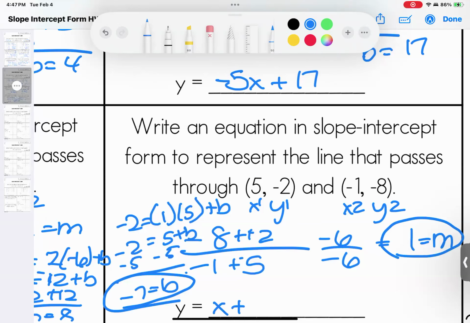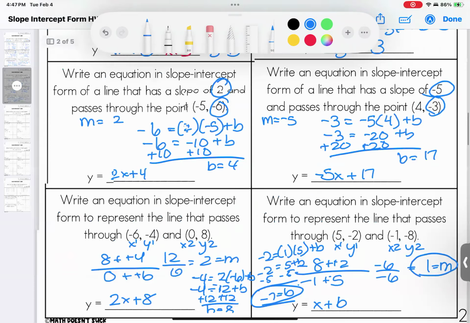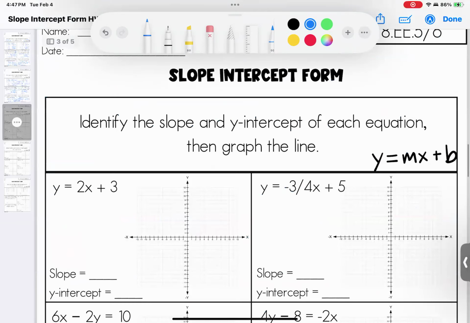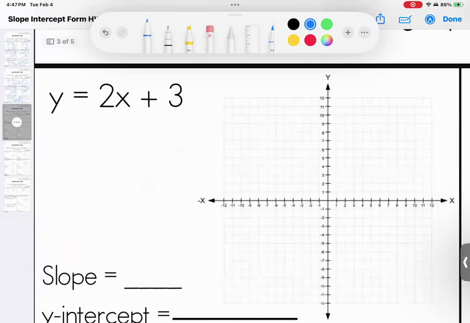So x plus 6. Could put 1x. Visually, I like it without the 1, but that's just me. All right, page 2, questions. You know what to do. All right, so now we are identifying the slope and the y-intercept of each equation and then graphing.